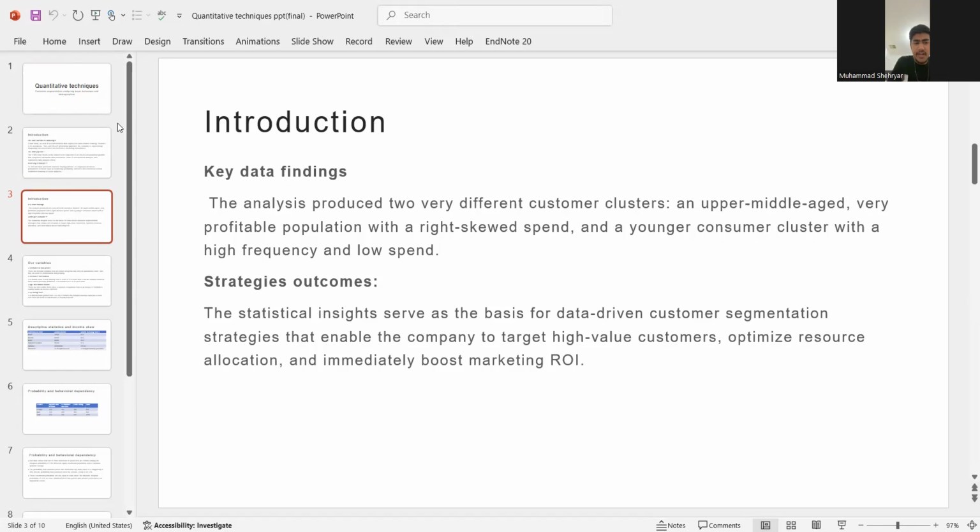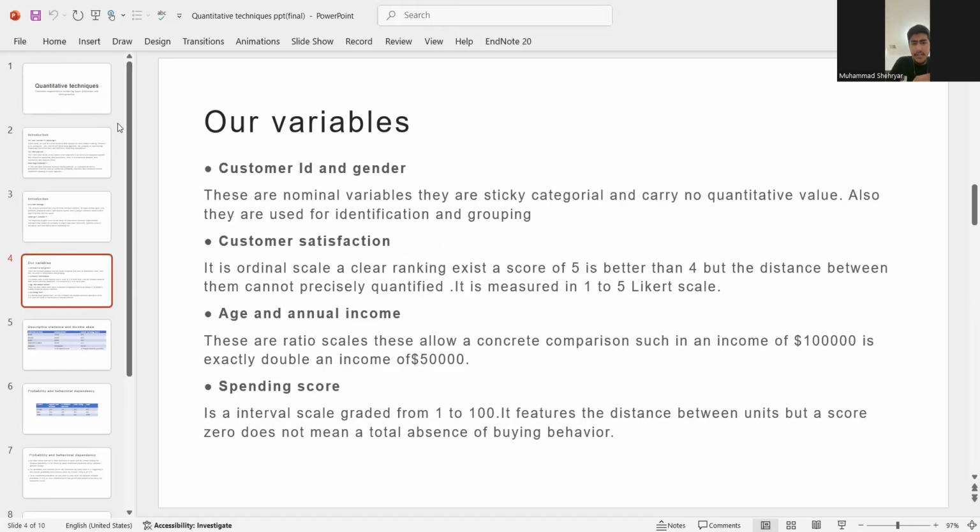And in the next slide, now we're defining the variables using their formal scales of measurement. Customer ID and gender.